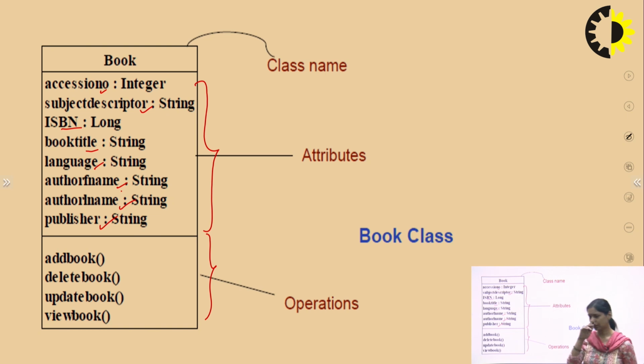Now coming to the functionality or the operations that this class can perform. The book can be added into the library, so that is with the add book function. One can delete the book from the library. Deletion could be when the book is torn off or it is to be discarded. So we need to delete that book from the catalog. So, delete book.